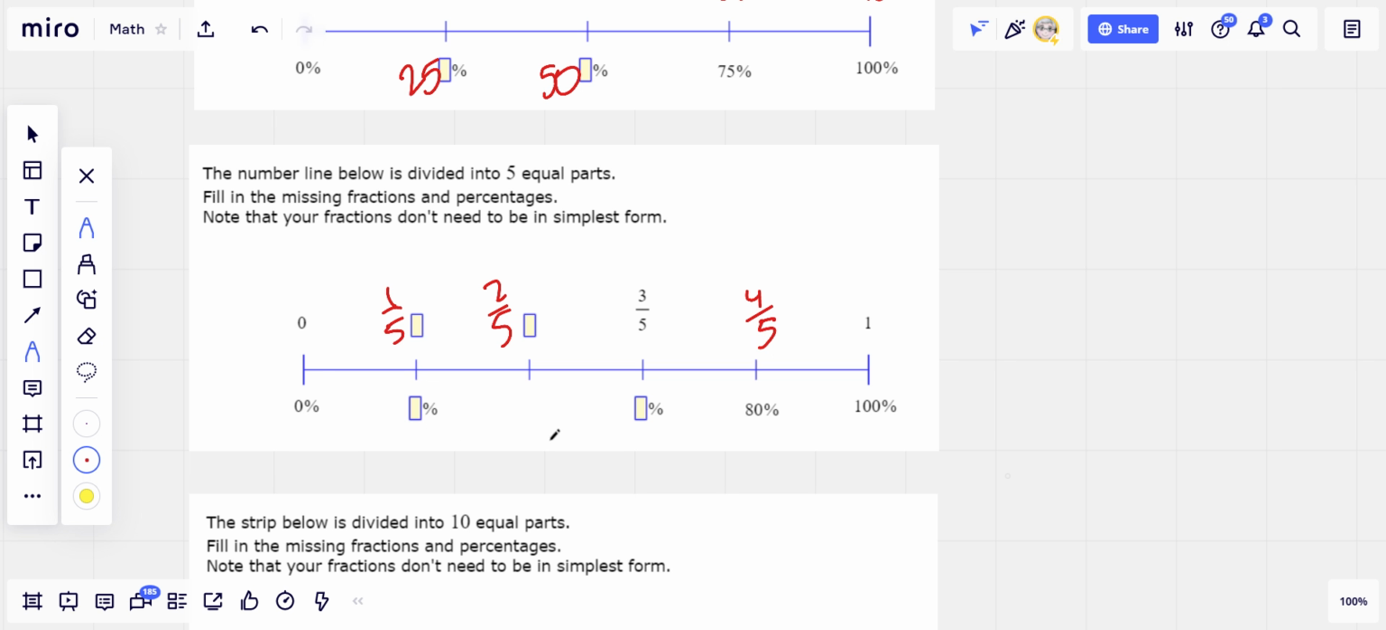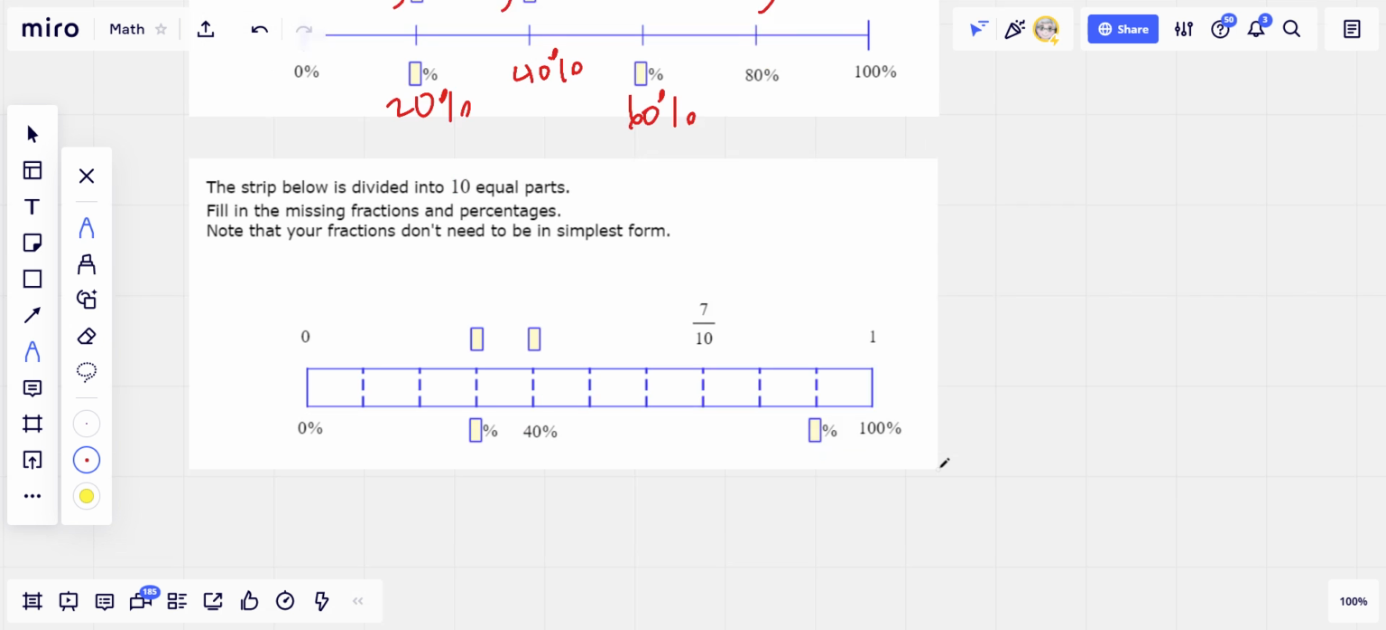The percentages on fifths: fifths are twice as big as tenths. So each fifth is 20%. The first fifth is 20%. The second fifth is going to be 40%. And we don't have a blank here, but I'm just writing that in, 40%. The third fifth is another 20, so that's 60%. And then 4/5 is 80%, so this is all working out. All right, so those are the fifths.